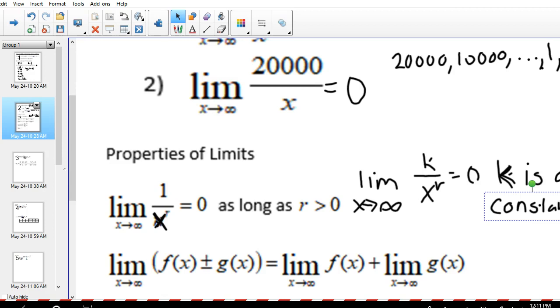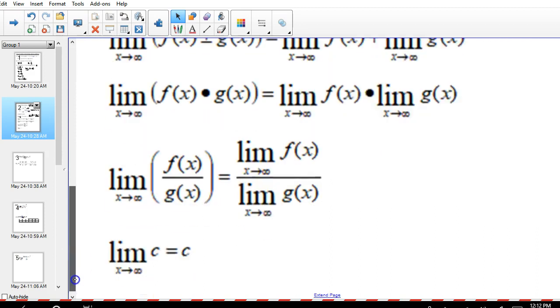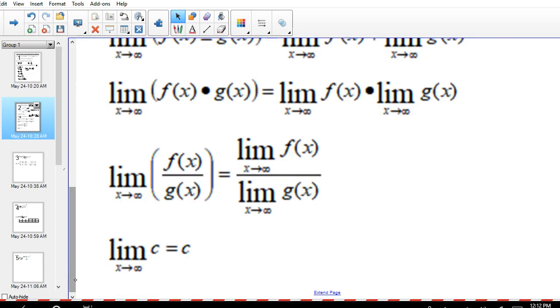Okay. A few more properties of limits that we need to know. If I have the limit of f of x plus g of x, two separate functions, I can separate those out into separate limits. I could do the limit as x approaches infinity of f and the limit as x approaches infinity of g. The same thing is true for multiplication. If I have a limit of two things that are multiplied, then I can do the limit of f times the limit of g. Same thing is true for division. If I have the limit of f over g, then I can do the limit of f over the limit of g. This last one, the limit as x approaches infinity of c equals c.